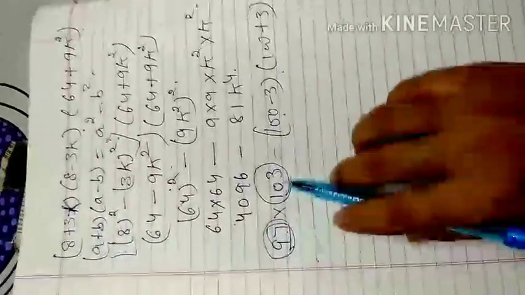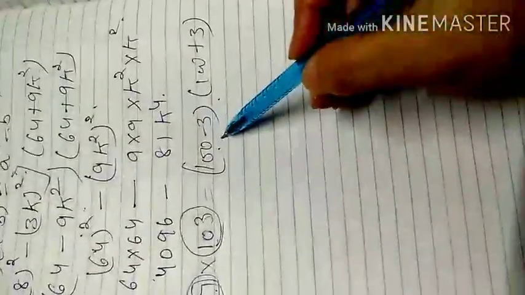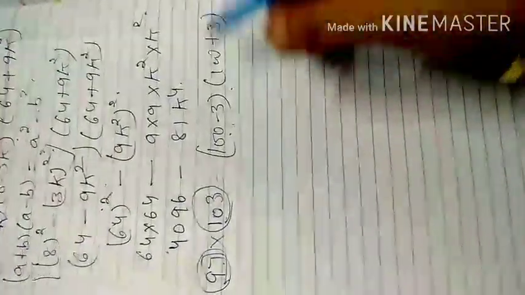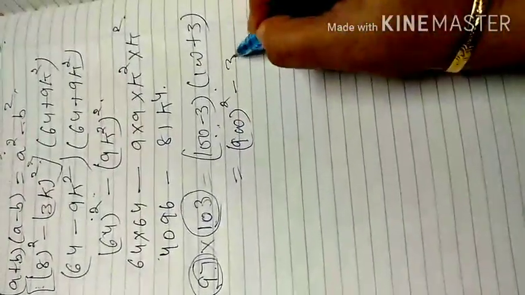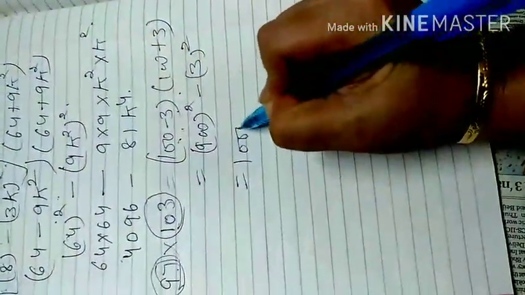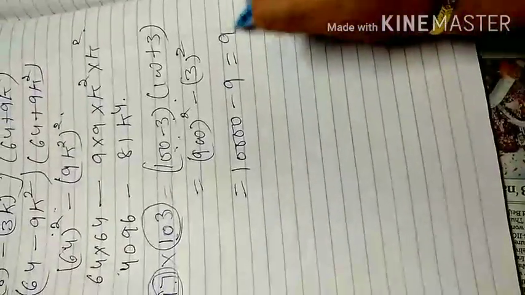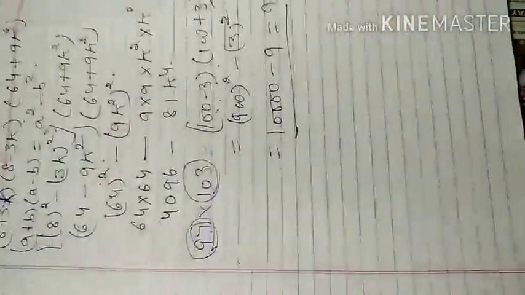So I open these two terms like that, two same terms will be chosen such that one is subtracted and one is added. So here we apply the same formula, 100 whole square minus 3 whole square, like a minus b, a plus b. 100 square gives me 10,000 and 3 square gives me 9. After subtraction it gives me 9991. So that is my answer. So basically the a square minus b square formula we use for this purpose.